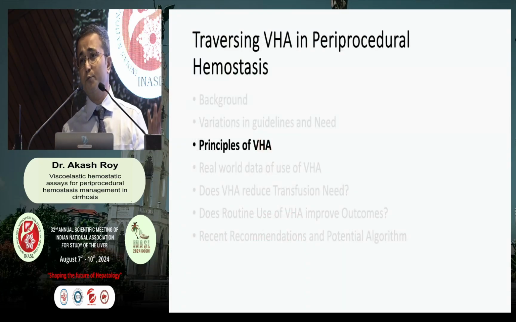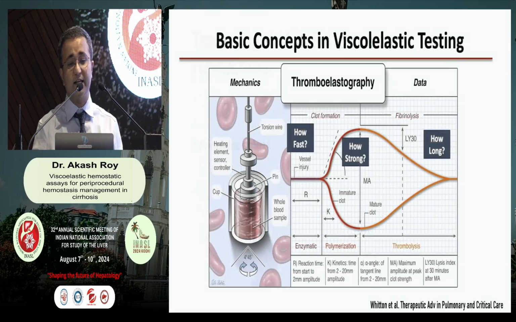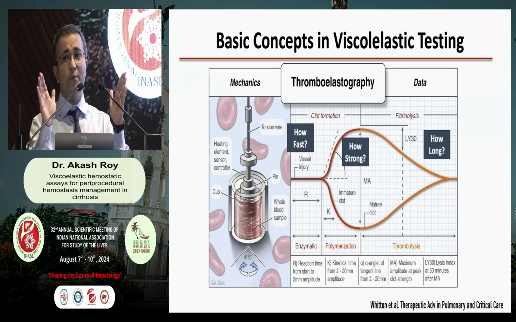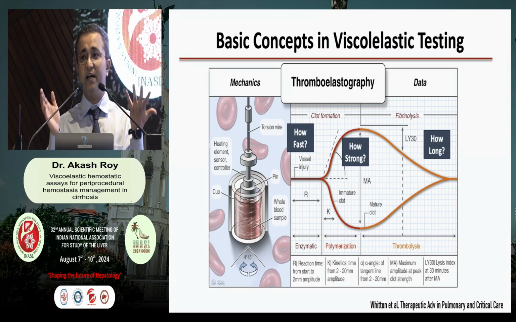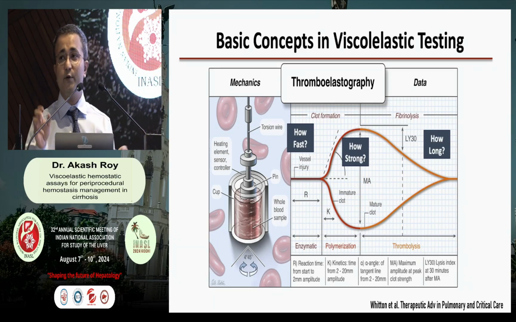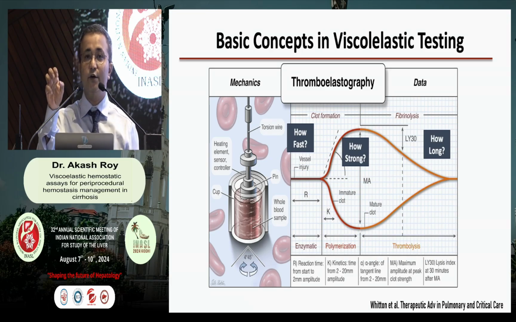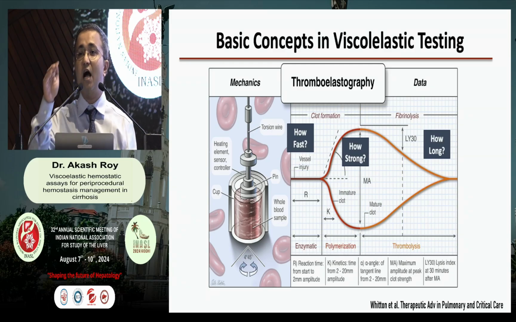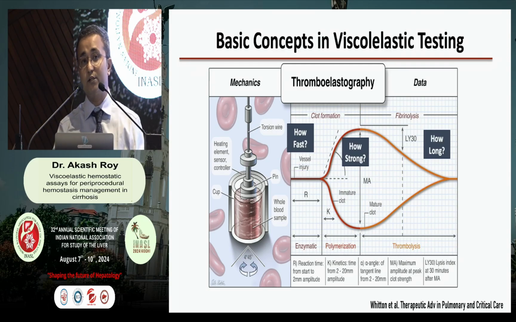We go to what the principles of viscoelastic hemostatic assays are. This is for residents, this is how it looks. This looks complex, but what you want to simplify is: you've got a first part of the graph, which is how fast your clot is forming. You've got a second part, which is how strong it is. And the last part is how long your clot formation is going to last.